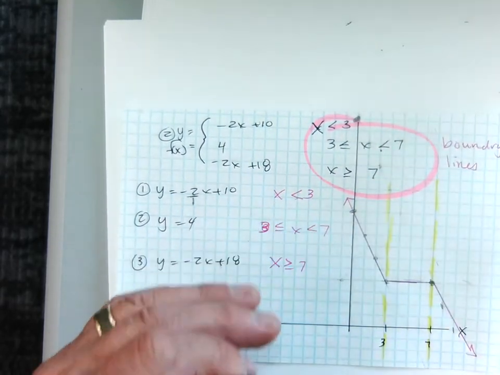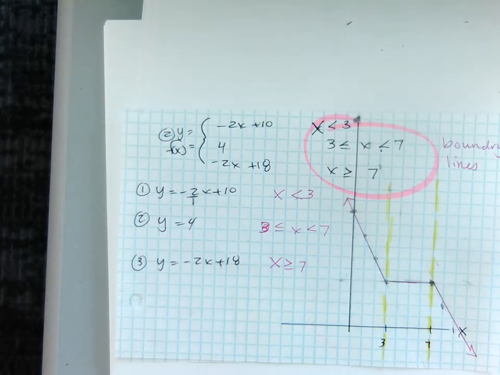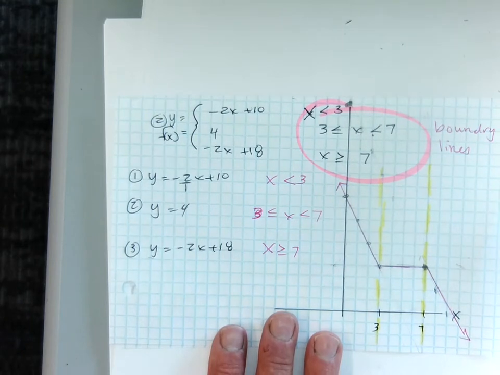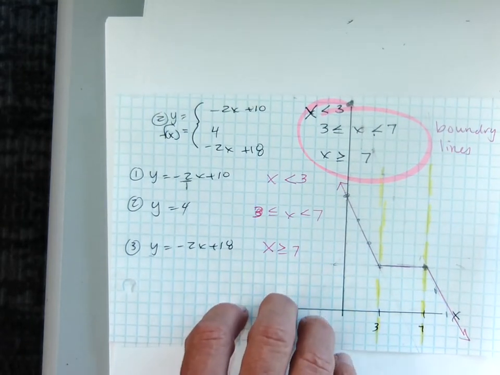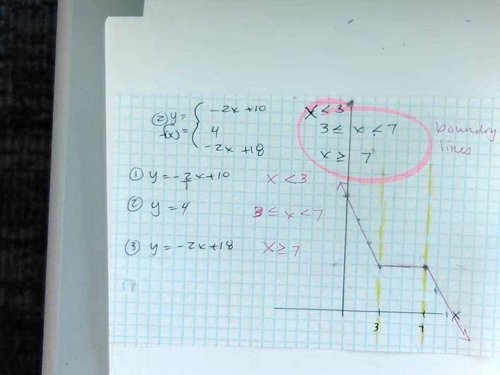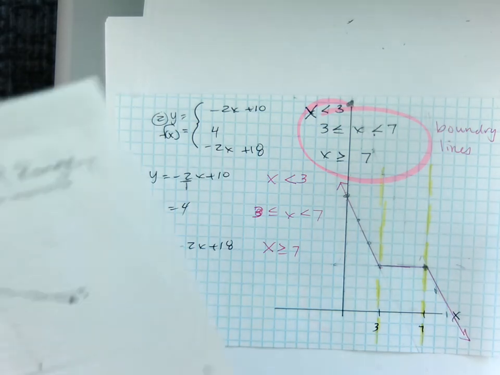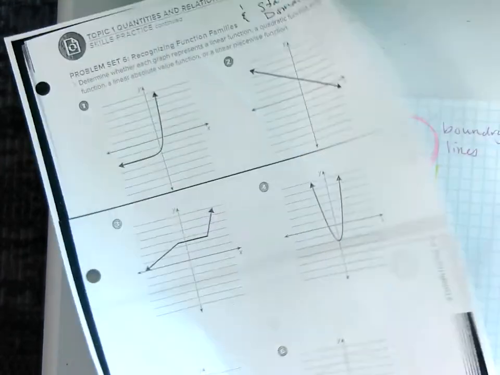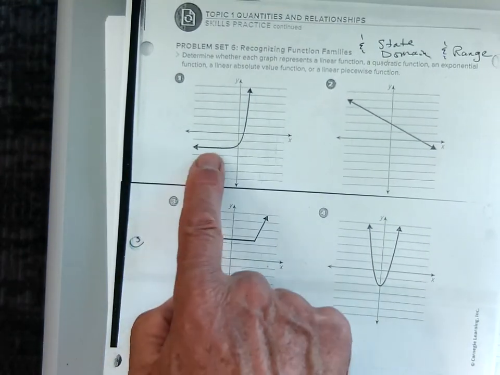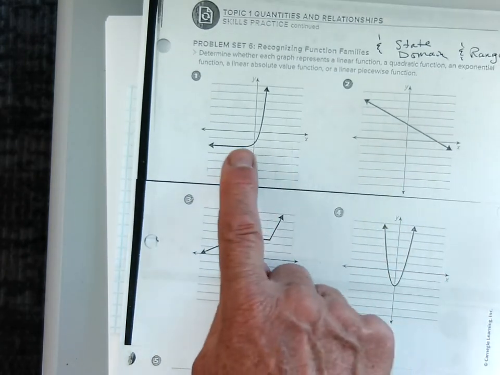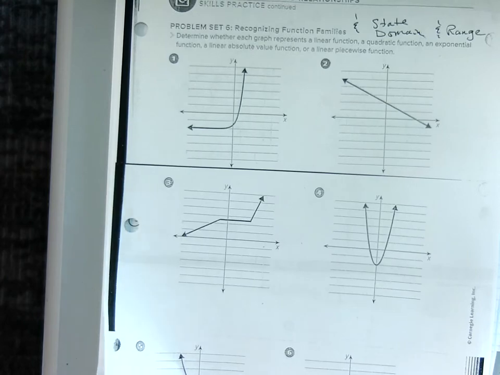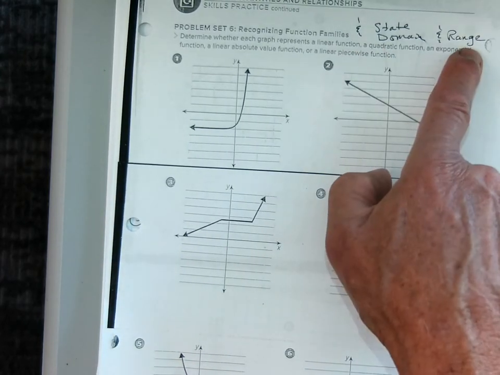So we talked about graphing these. You guys will not have to graph these in homework, but it might be an extra credit question on the test. So I gave homework. The homework today was a worksheet. And it was these problems. I wanted you to identify the type of graph: exponential, linear, piecewise, quadratic, and so forth. And I also wanted you to state domain and range.